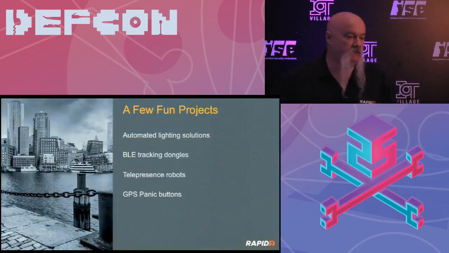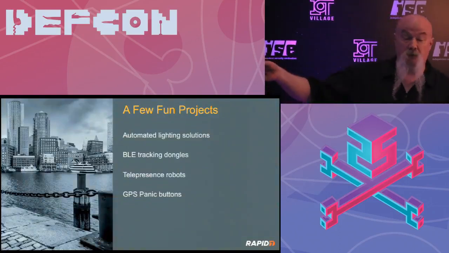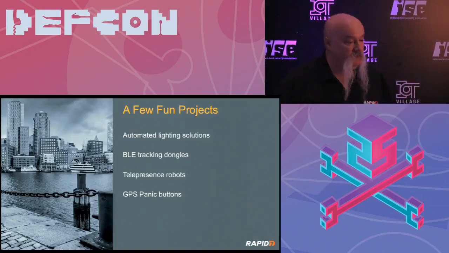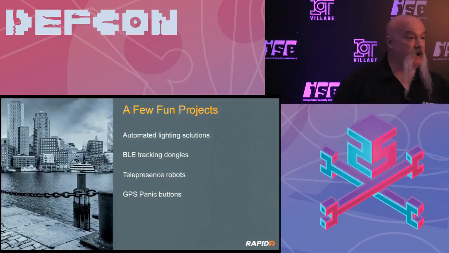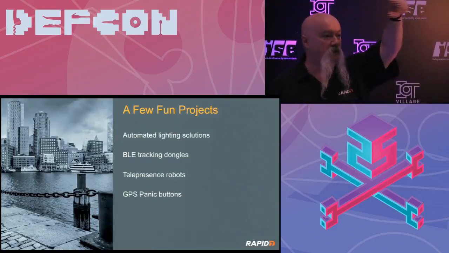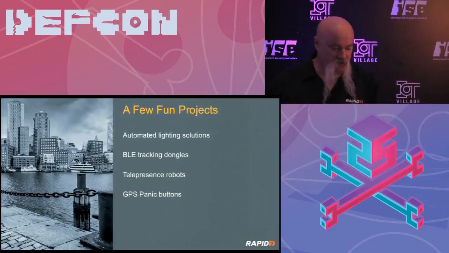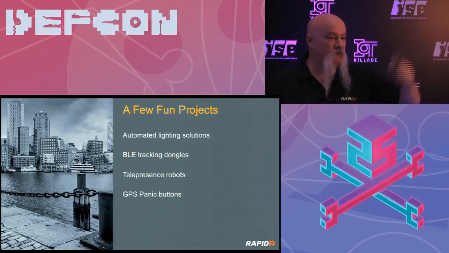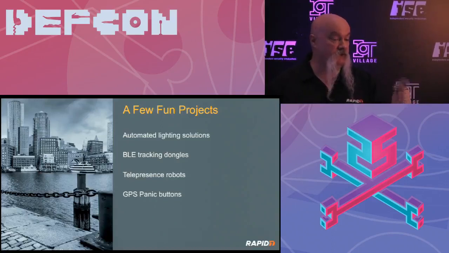What we're going to talk about today is some vulnerability issues we found around automated lighting solutions. We're going to talk about BLE tracking dongles, and I think they're actually using one back here as part of the contest. I believe it's one of the Tracker R Bravos. We'll be talking about that one specifically because it had some serious problems, especially with the cloud APIs.